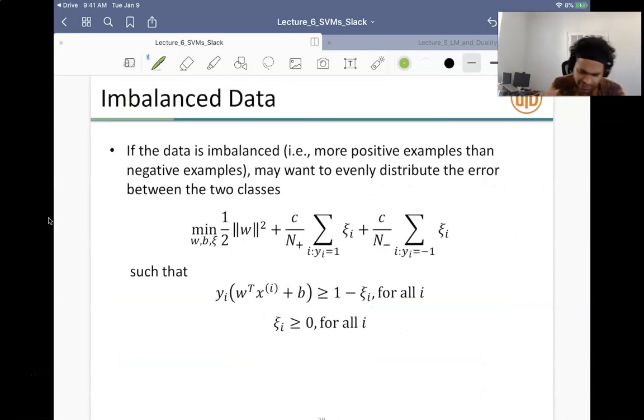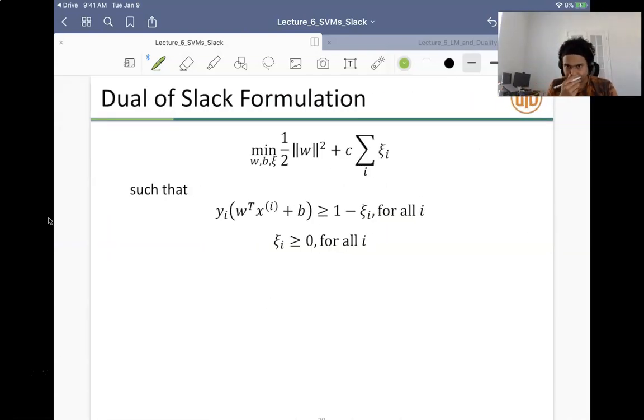Oftentimes data is imbalanced, and SVM can very naturally deal with that, because I can separately penalize my errors on the positives and on the negatives. If n plus is the number of positives and n minus is the number of negatives, then I can separately treat the two. I use epsilon i divided by n plus and epsilon i divided by n minus, and I can naturally deal with this imbalanced data.